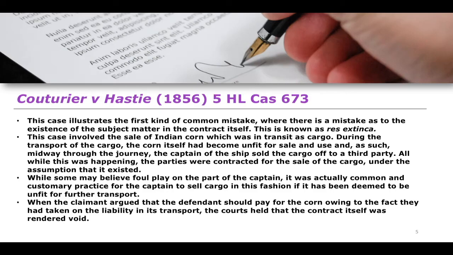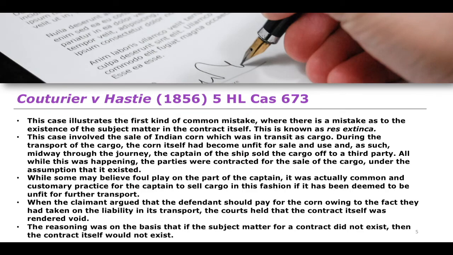But when it comes to the contractual ideas relating to mistake, when the claimant made the argument that the defendant should pay for the corn owing to the fact that they had taken on the liability in its transport, the courts held that the contract itself was rendered void. And it was rendered void because the subject matter did not exist. If the subject matter of the contract did not exist, then the contract itself would not exist.